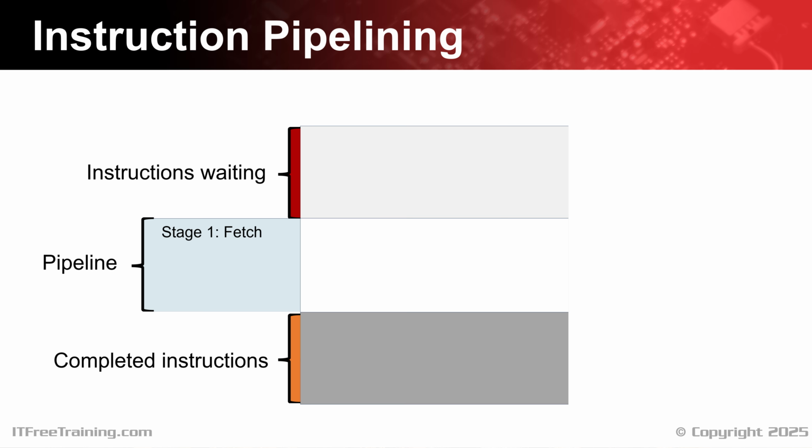The first stage is fetch. In this stage, an instruction is retrieved from memory. The second stage is decode. Decode takes the machine code instruction and prepares it for execution by the CPU.